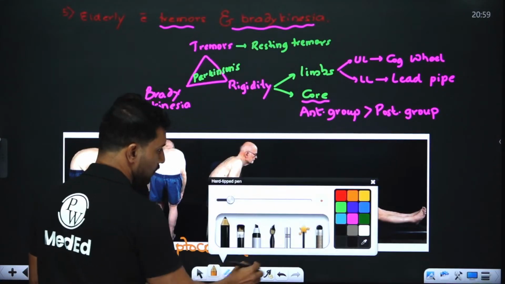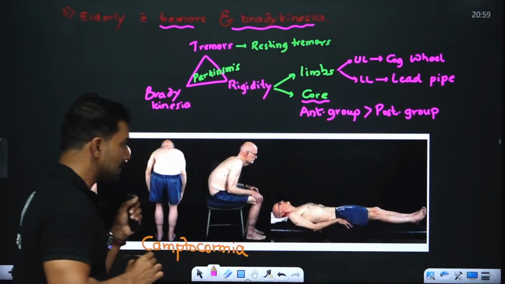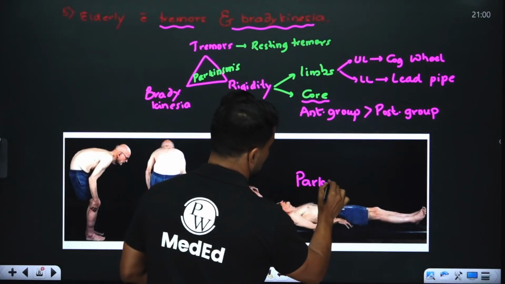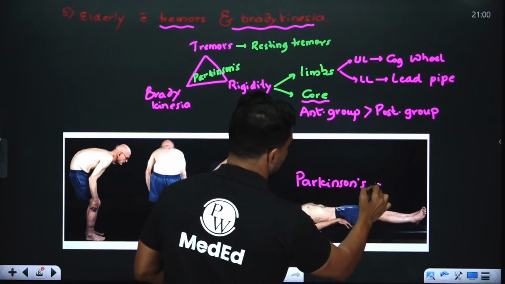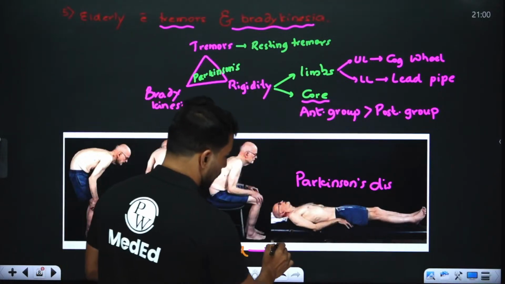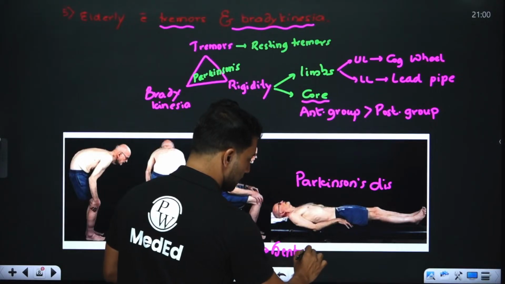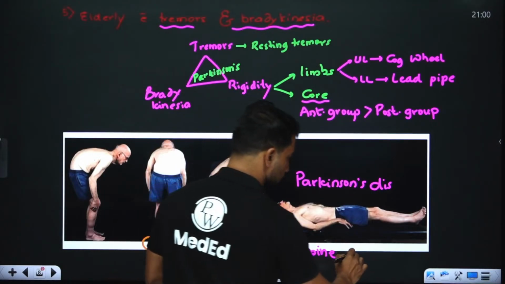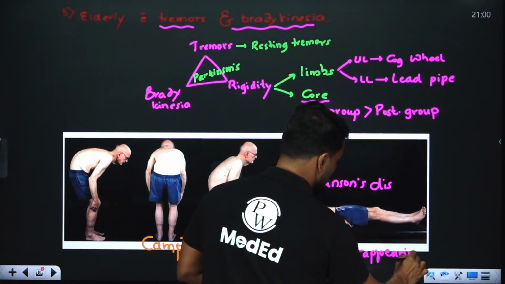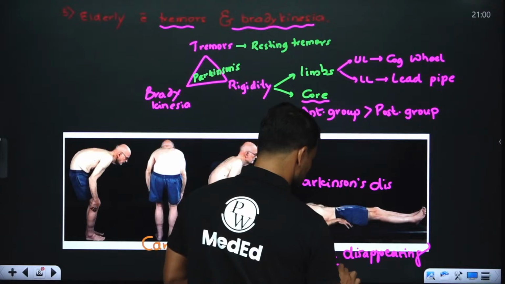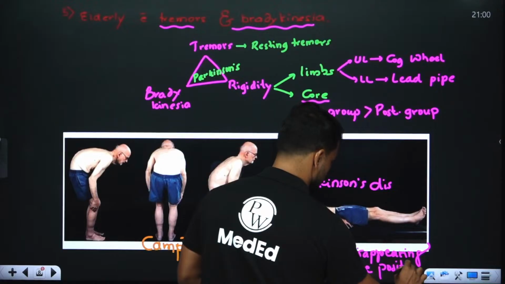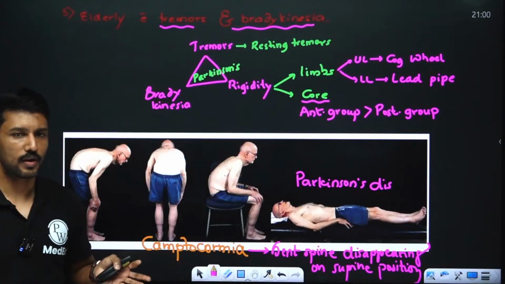And what does that refer to? Camptocormia is seen in Parkinson's disease. And what does that refer to? It refers to bent spine disappearing on supine position. Disappearing on supine position.